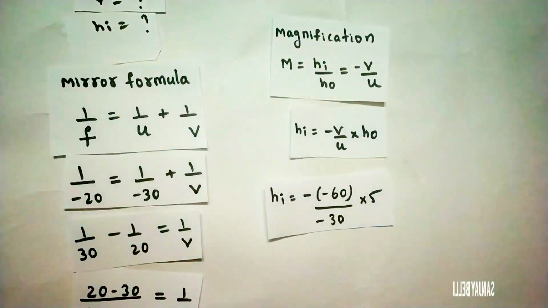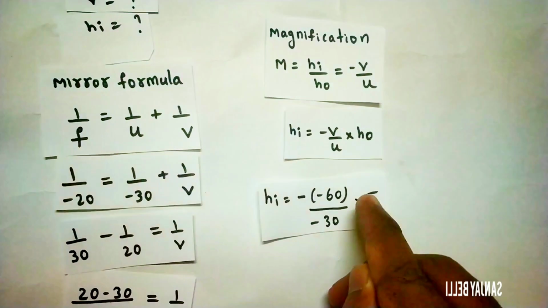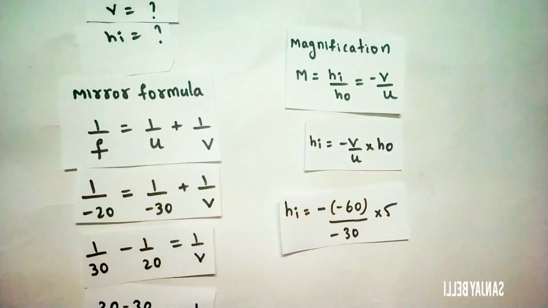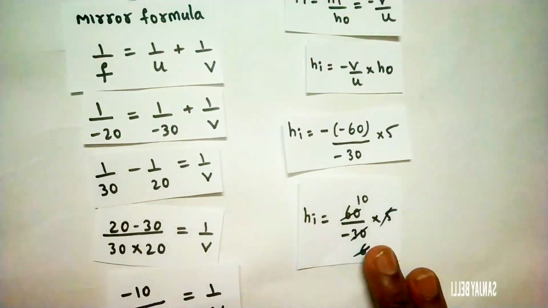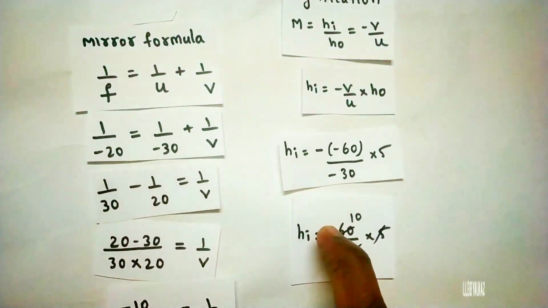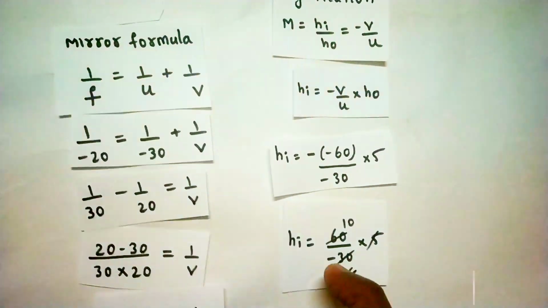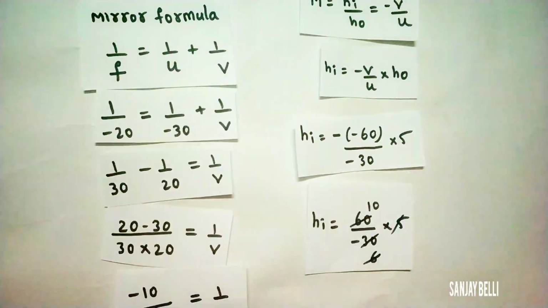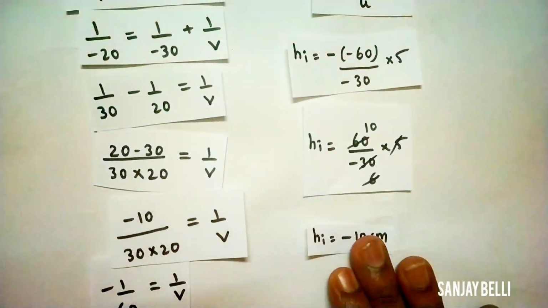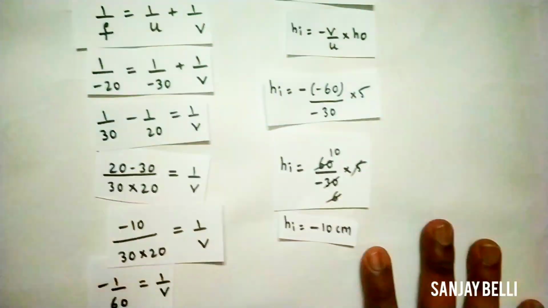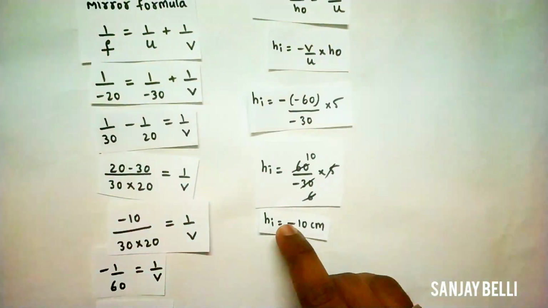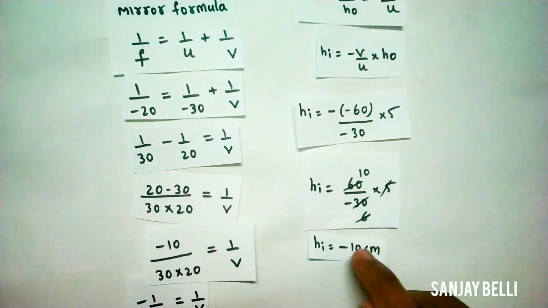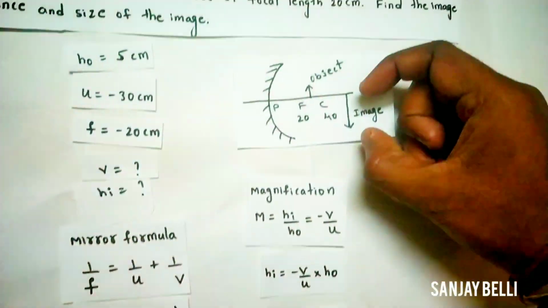Now what we can do: minus into minus will become plus, so the minus also gets cancelled. 60 by minus 30 into 5, 6 tens are 60. So you got hi equals minus 10 centimeters. Your minus represents it is real and inverted, and 10 centimeters is nothing but an enlarged image.